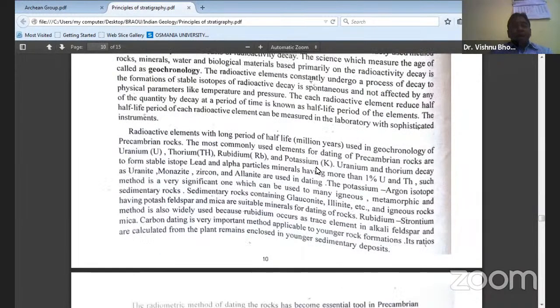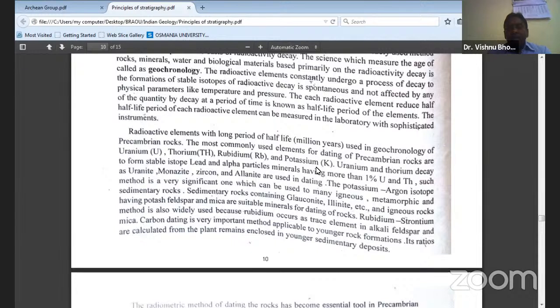Radioactive elements like uranium, thorium, rubidium, and potassium can be used, and most of these elements we can use to study the dating of Precambrian rocks, and it gives information about very long periods of half life.